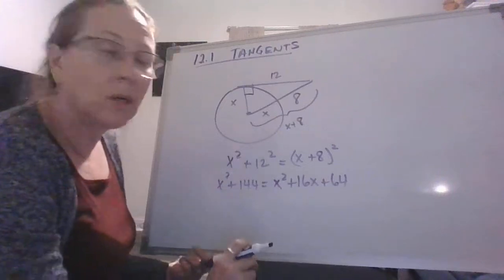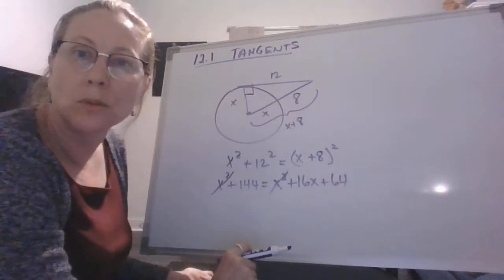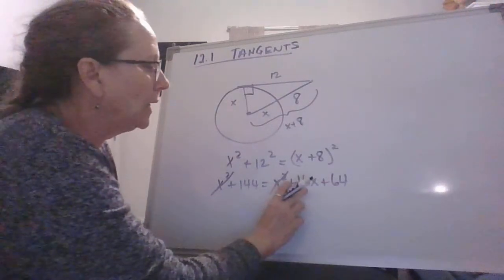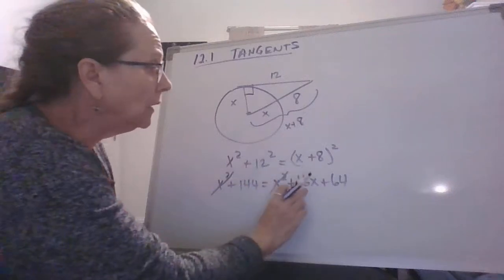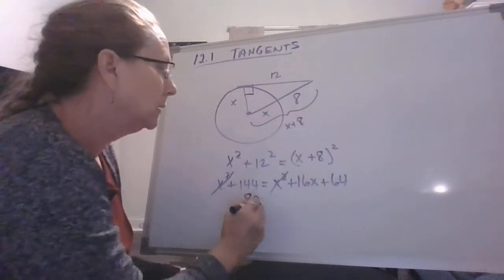Now the good news here is that you have x squared on both sides. So really it cancels out, so there's no factoring or any other special circumstances needed. And if we leave the 16x here and we subtract 64, we get 80.